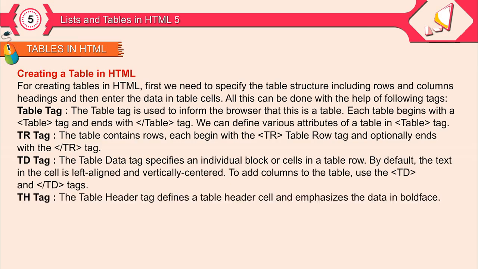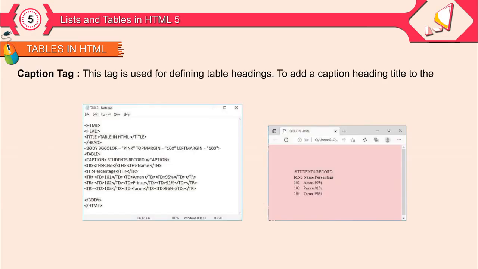TH tag. The table header tag defines a table header cell and emphasizes the data in boldface. To add headings, boldface, to the table, use TH and /TH tags. Caption tag. This tag is used for defining table headings. To add a caption, heading, or title to the table, use caption and /caption tags.